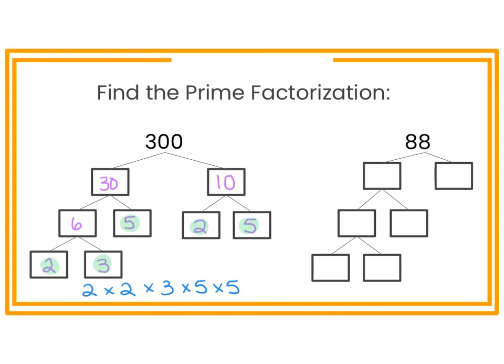Last, let's look at the prime factorization of 88. 88 can be broken down into 8 times 11. 11 is a prime number, so I'm going to circle it. 8 is a composite number, so it needs to be broken down. 8 can be broken down into 4 times 2. 2 is a prime number, so I can circle it. If we break down 4, we can multiply 2 times 2.